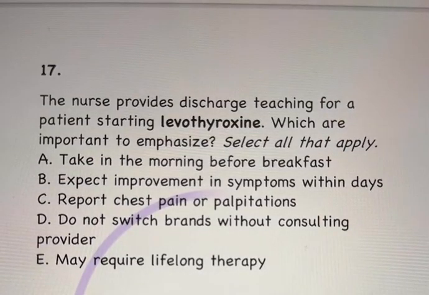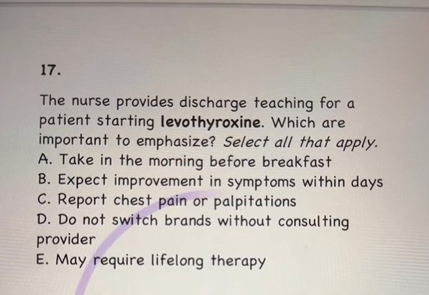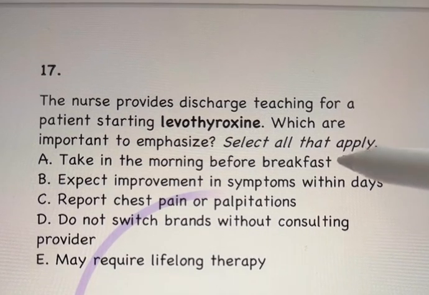Okay, a nurse provides discharge teaching for a patient starting levothyroxine, which are important to emphasize? Select all that apply. Okay, what time do we usually take levothyroxine? Morning, empty stomach, definitely. Okay, before breakfast. So that's correct. That's definitely correct.